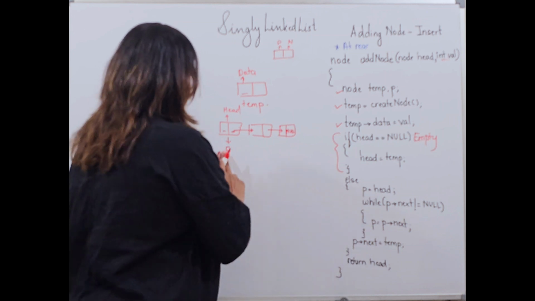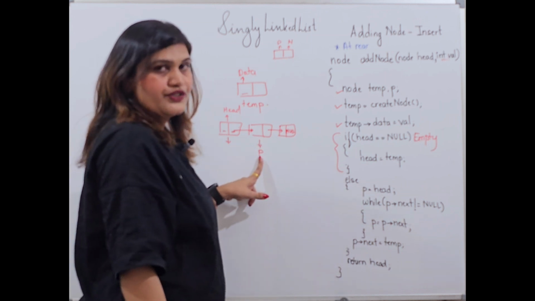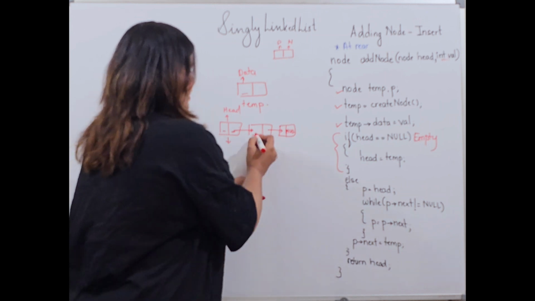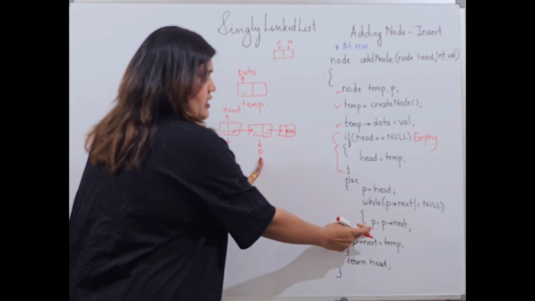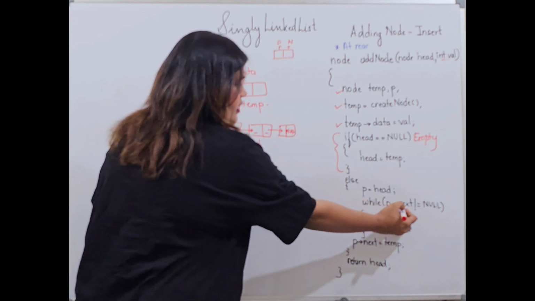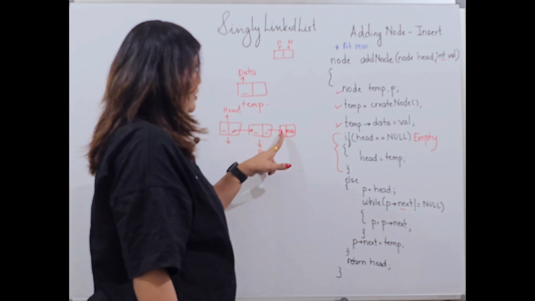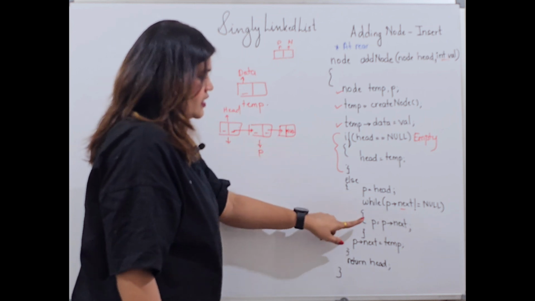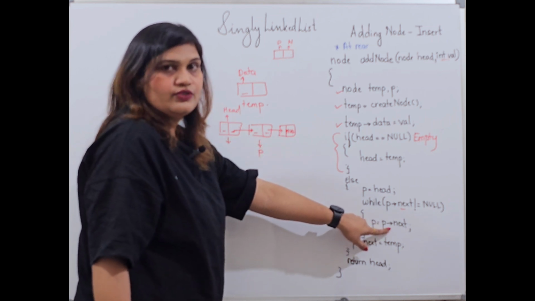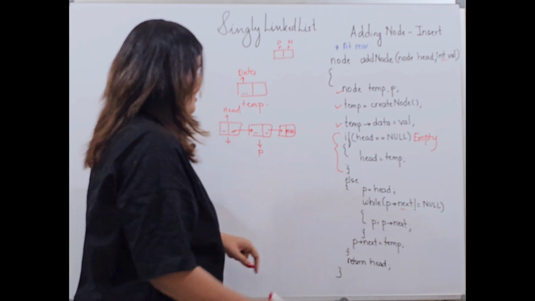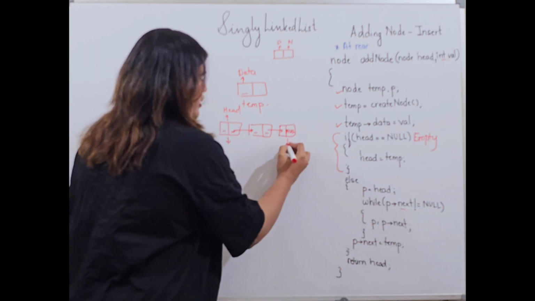So now my P which was here will point here. Again, P to data, P to next. I'll check the condition again. P to next, is it null? No, it is still having the value of the next node. So it will come inside, and again it will move to the next node. So P equal to P to next. My P which was here will point here.